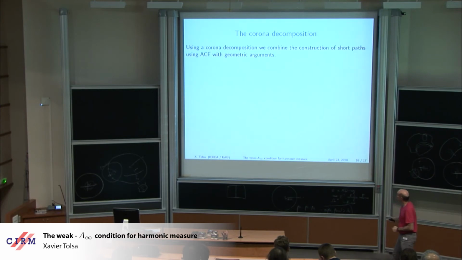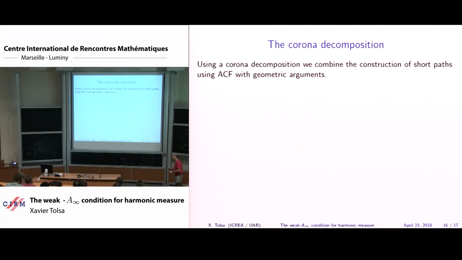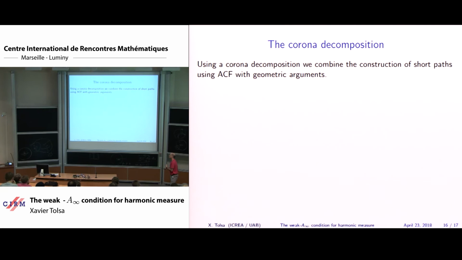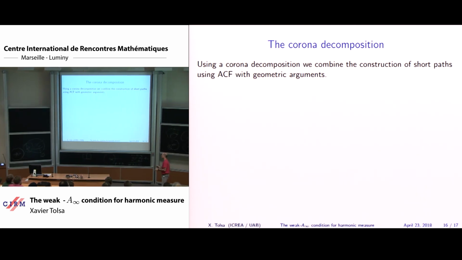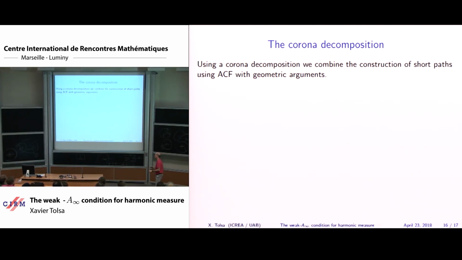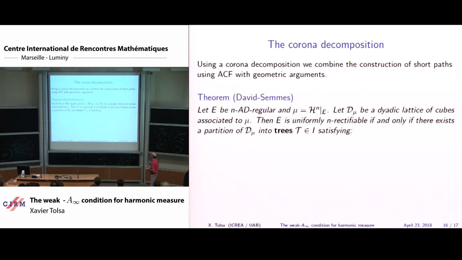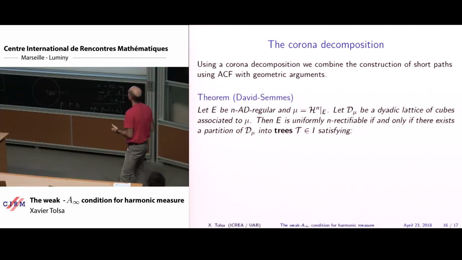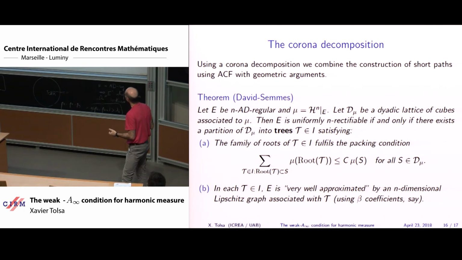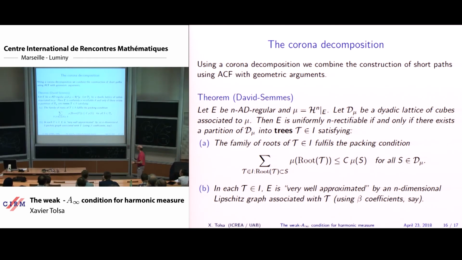So this argument is useful to build short paths, let's say. What we do is to combine this approach with a geometric argument which uses a coordinate decomposition. And I will go here very fast. So we know that the boundaries are irregular, and then there are some trees of dyadic cubes, and there are not too many roots. They satisfy a packing condition, and then in each tree the measure is very well approximated by a Lipschitz graph.